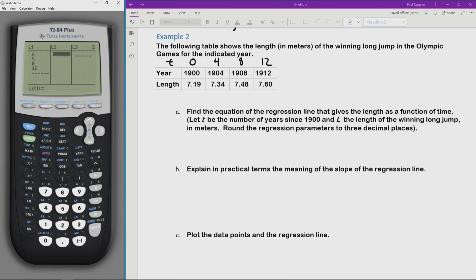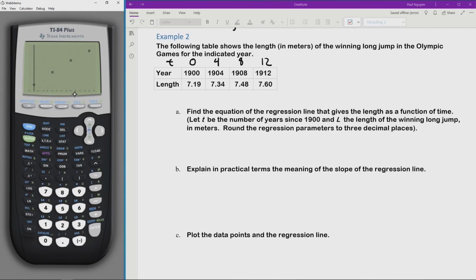The matching function values, that is the length that goes with t equals 0, is 7.19. With t equals 4, it's 7.34, 7.48, and 7.60. Now we're going to plot this data, but first we have to clear out that line that we put in before. So I hit y equals, and I hit clear on y1, getting rid of that line. Now I'm going to plot the data by hitting zoom and then going down to the 9th option, which is zoom stat.